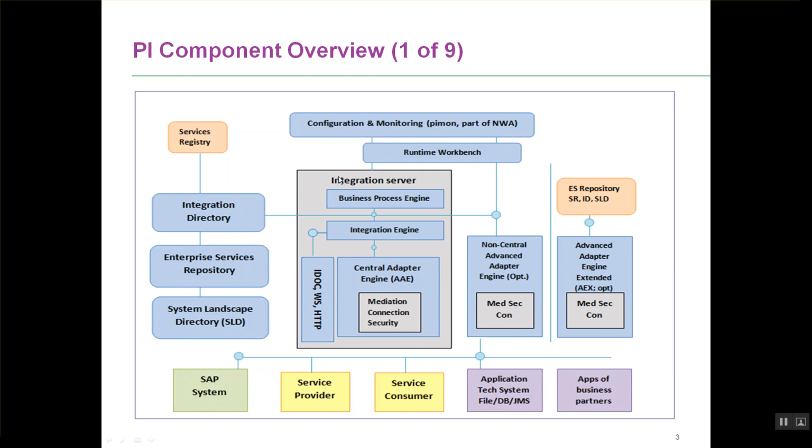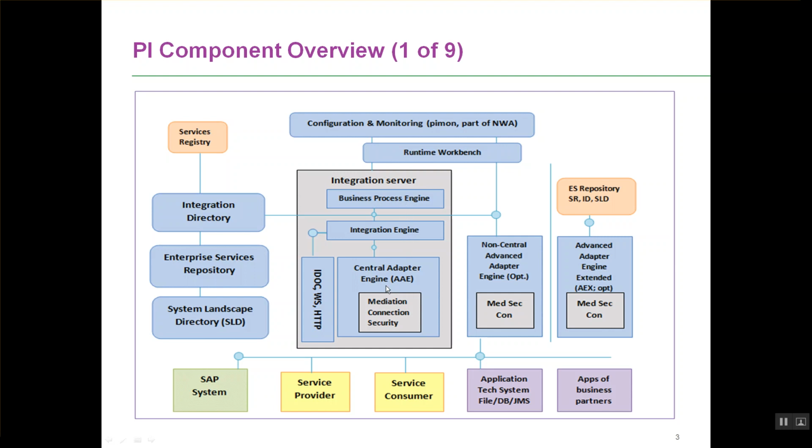Okay. With that, we would move to the heart of PI, which is the integration server. The integration server is what we call the runtime of PI. When we say the runtime, this is where the messages get processed. This is where whatever is being sent to PI will get processed. So the integration server is the runtime of PI, and this in turn contains three essential components: the central adapter engine, the integration engine, and the business process engine.